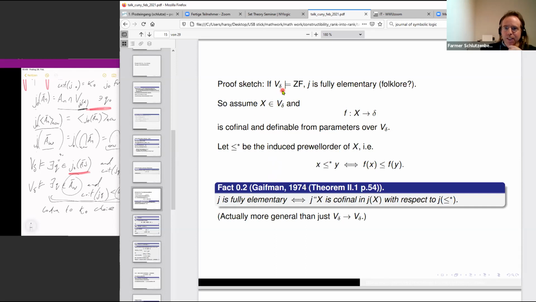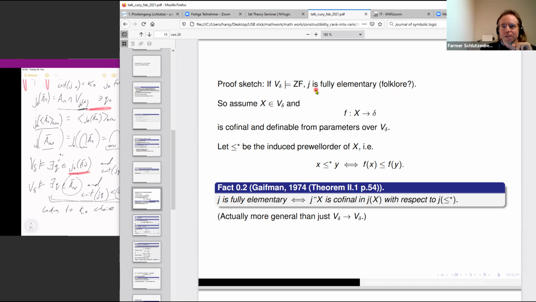So if V delta now is this limit rank segment, yeah? So if this models ZF, our J is sigma 1 elementary. If V delta models ZF, then it's automatically fully elementary. So this is stated in Geifman's paper, down what I mentioned here, and he seems to say there that that's well known at that time. So I'm not sure who that fact is due to, but yeah, it's straightforward.